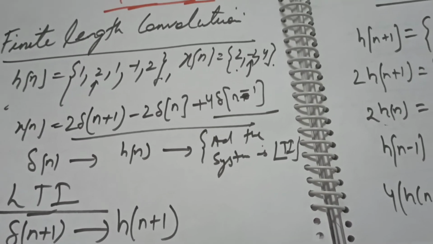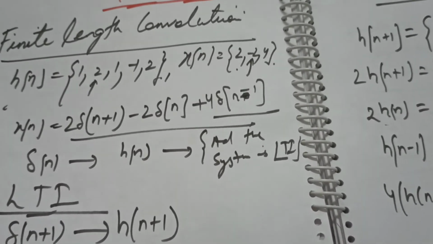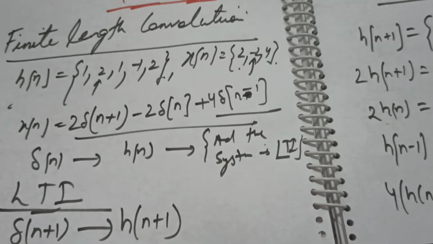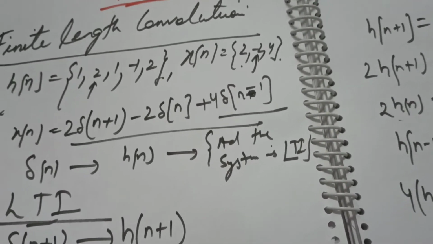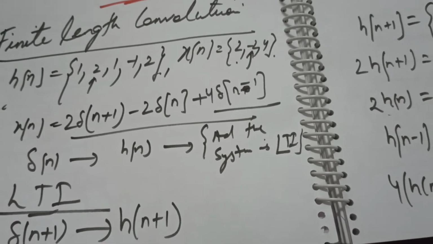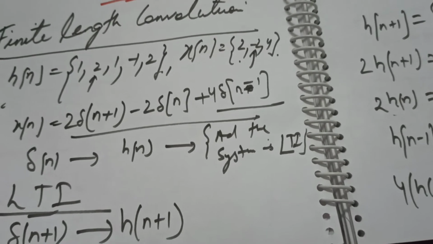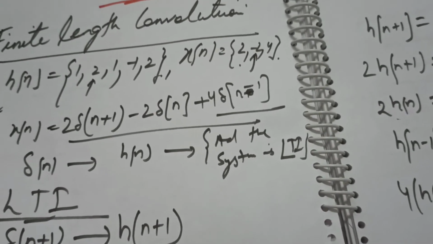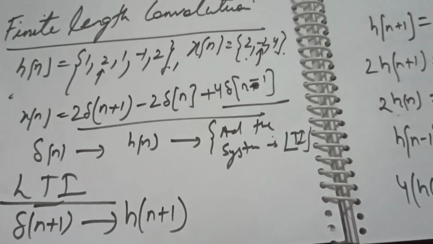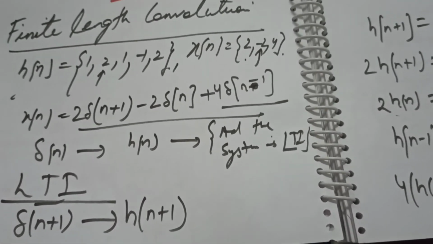Now, delta n will give us h n. It is very clear. The response for delta n should be h n if h n is our impulse response. Yes, if h n is our impulse response, the response for delta n should be h n. I think this is very much clear.